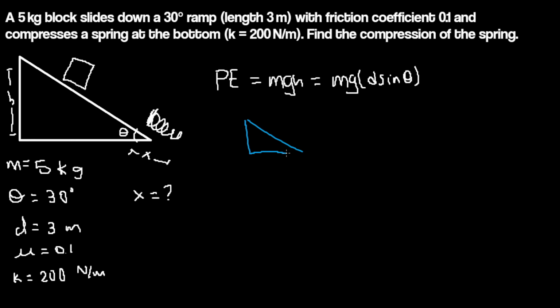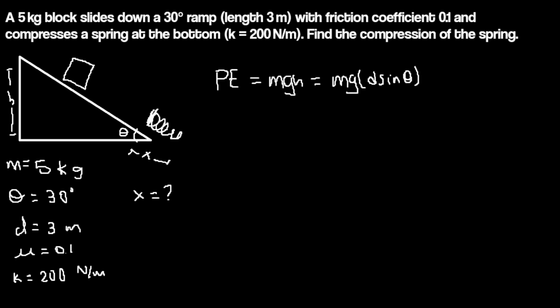Okay, so let's say we have our ramp here. D is this side here, and h is right here, and we have a theta here. If we look at this, we can see that opposite over hypotenuse equals sine theta. Our opposite side is h, our hypotenuse is d, equals sine theta. When we reorganize this, we get h equals d sine theta. So that's why we're using d sine theta instead of h here.